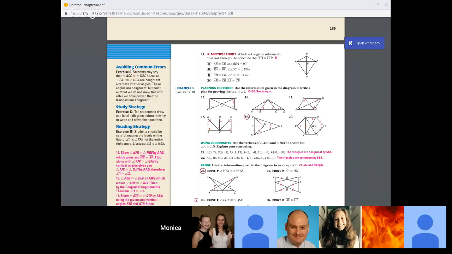Okay. So let's see. And then 14 through 22. Oh, that was 14. Okay, so 15 through 20. Those are all planning for a proof. So just kind of explaining what you see in there in the diagram and how you're going to set that up as a proof. So we're trying to prove that angle 1 is congruent to angle 2.